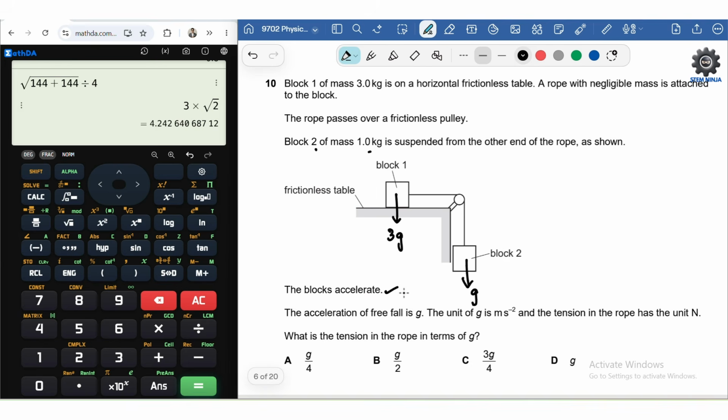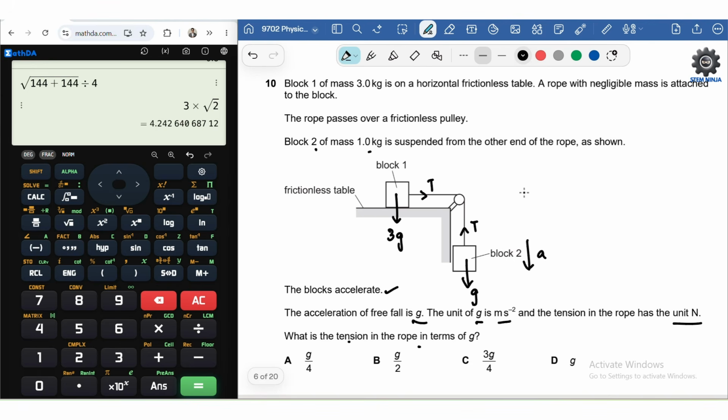The blocks accelerate. There will be tension in this direction, there will be tension in this direction, but they will accelerate downwards. The acceleration of free fall is g. The unit of g is meters per second squared, and the tension in the rope has a unit N. What is the tension in the rope in terms of g?